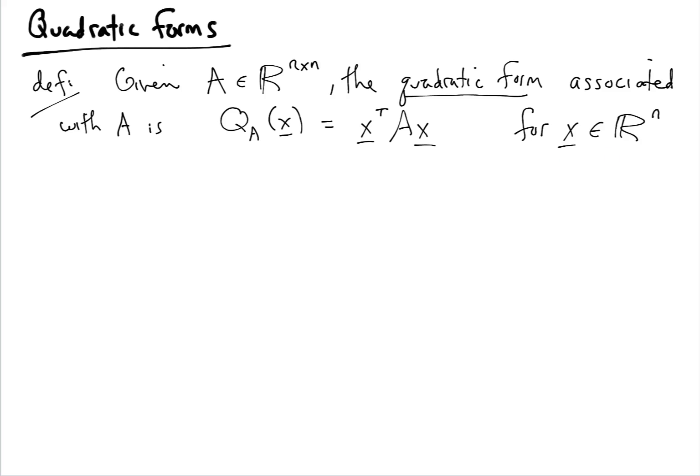If we take a look at the dimensions here, and we consider any vector x a column vector, then x transpose is 1 by n, A is n by n, and x is n by 1. And thus, this product is 1 by 1, or a scalar.